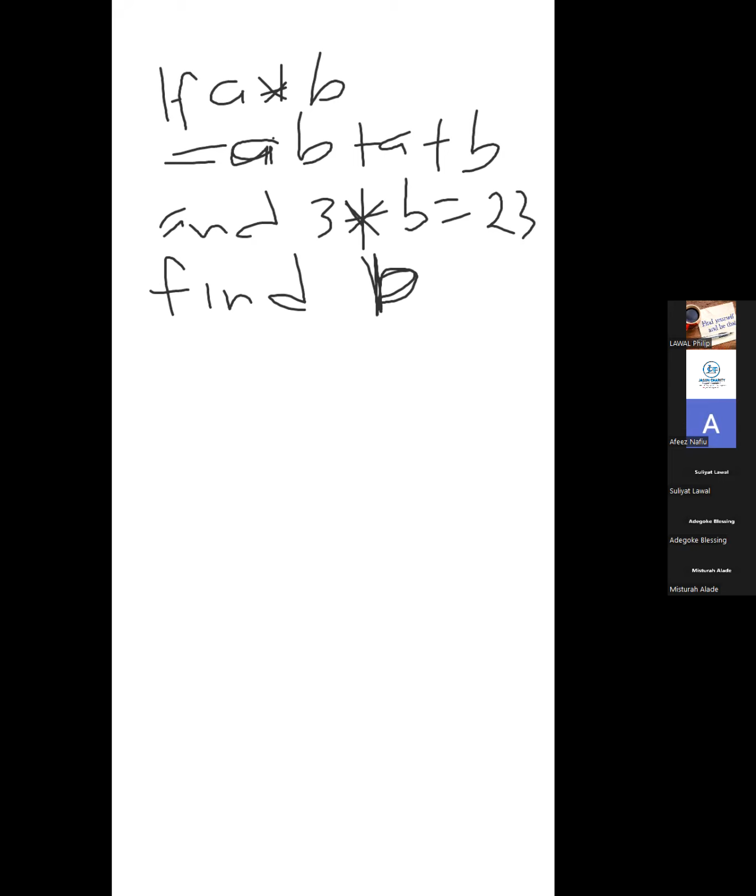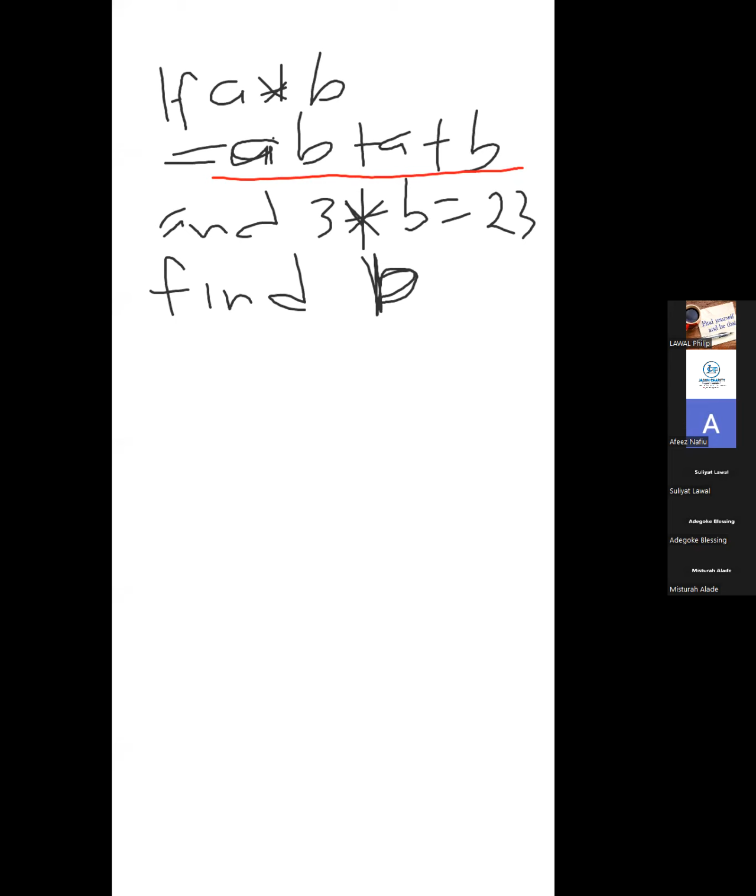Actually, sir, you said we are going to use the formula AB plus A plus B. That's correct. You have to refer to this formula if you must solve it. Yes, you are correct. A is 3, and we don't have the B because we're looking for it. So we use 3 times B, we have to put it in brackets, plus open bracket 3 plus B close bracket equals 23.